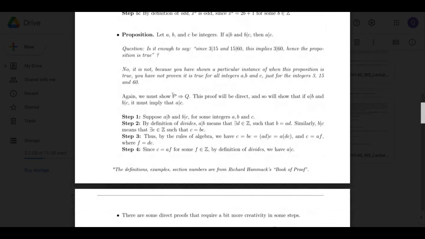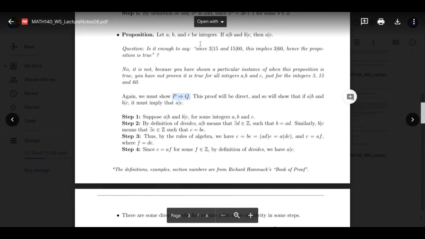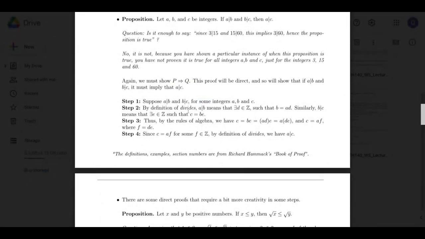So let's see the first step. We still do P implies Q, so it's still the direct form. We assume A, B, C are integers. We assume A divides B, B divides C. Then we want to show A divides C. By definition of divisibility, A divides B means there's an integer D such that we can write B as A times D. Similarly, B divides C means there's an integer E such that C can be written as B times E.